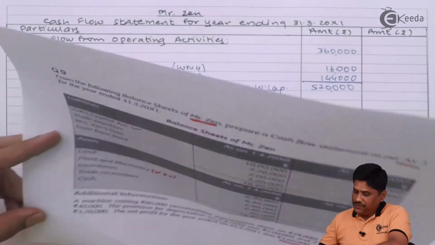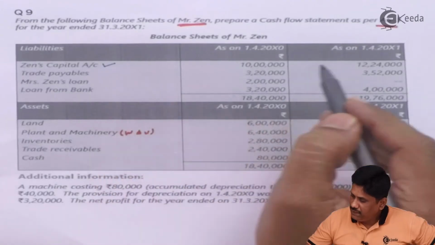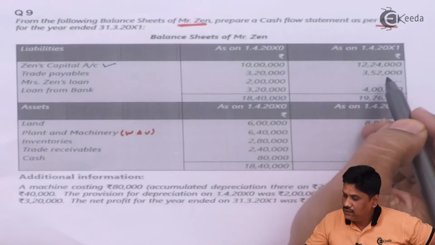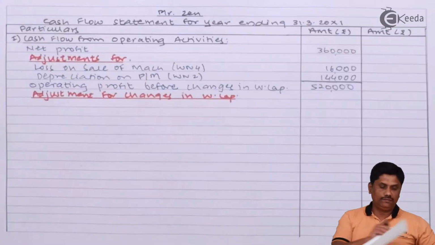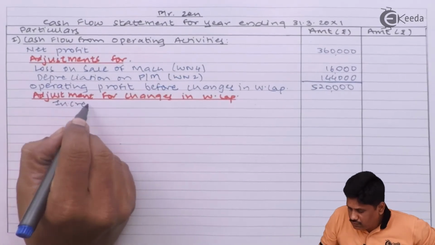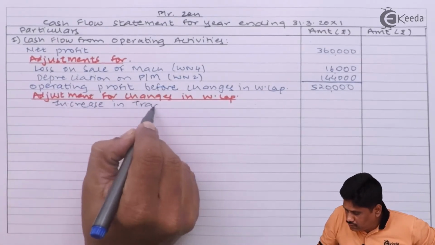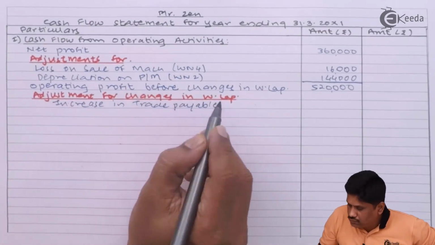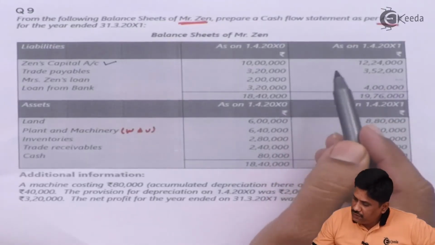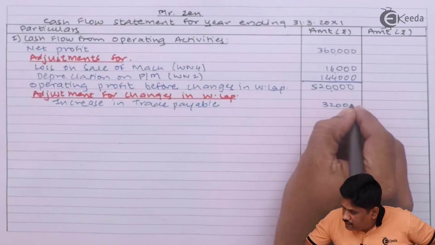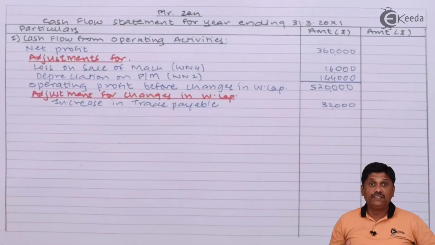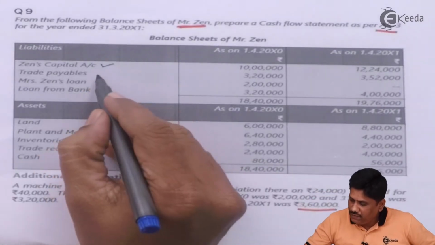I am adjusting the working capital amount here. Trade payable was 320, it became 352. So increase in trade payable. It increased by 32,000, that is 352 minus 320. It is 32,000. It is added because there is an increase in current liability which resulted in inflow of cash. Trade payable we have taken.